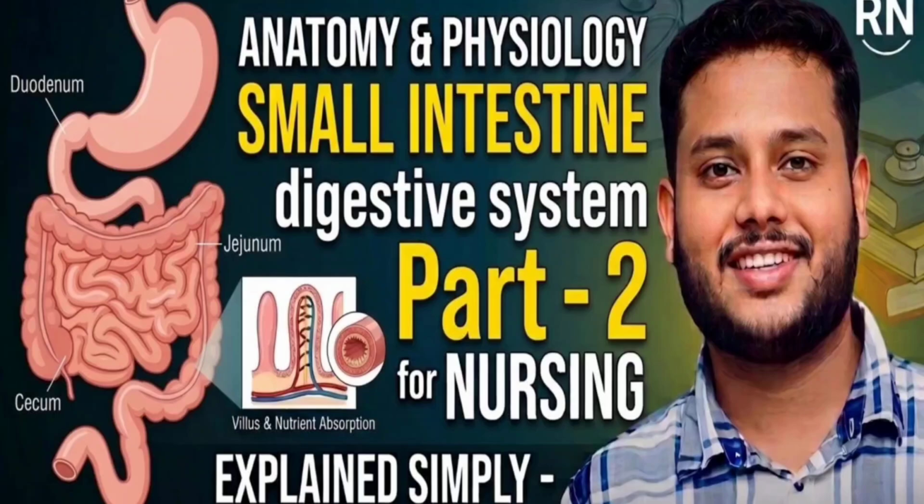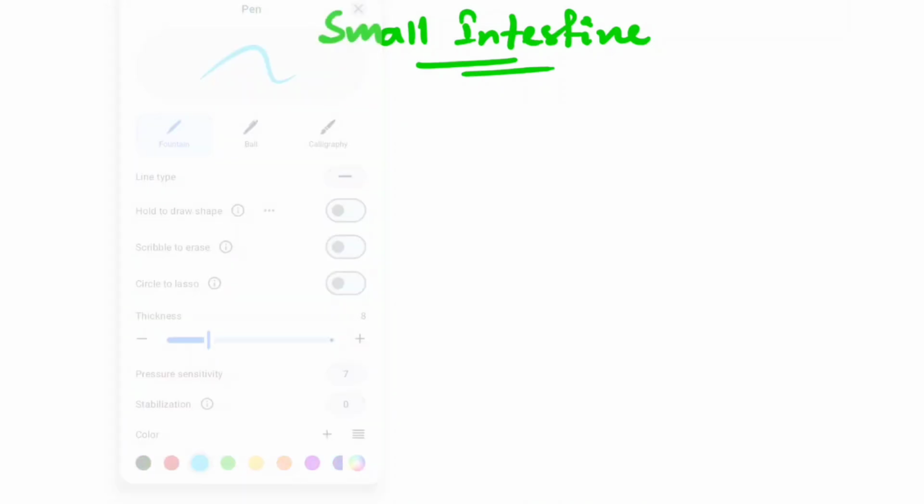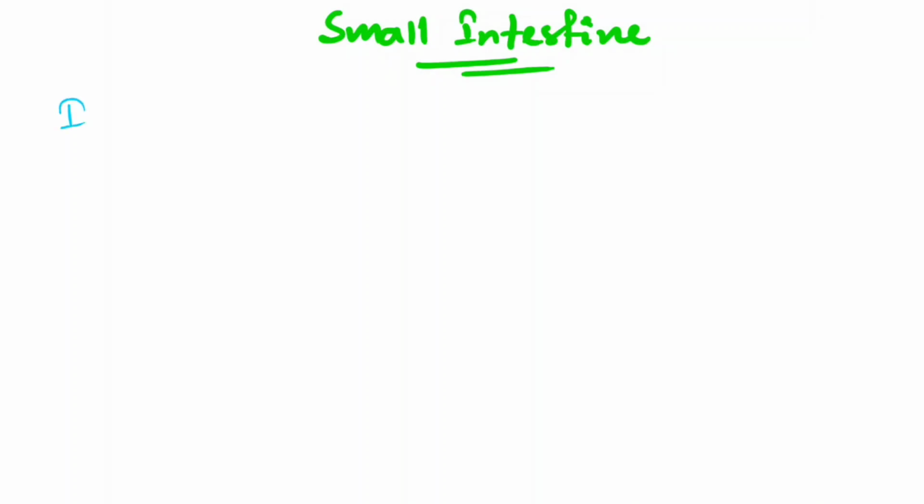So today we will discuss the small intestine. This is a part of the digestive system. It is an important and specific part of the digestive system. Okay, so we will start. Small intestine. First we will write the introduction.